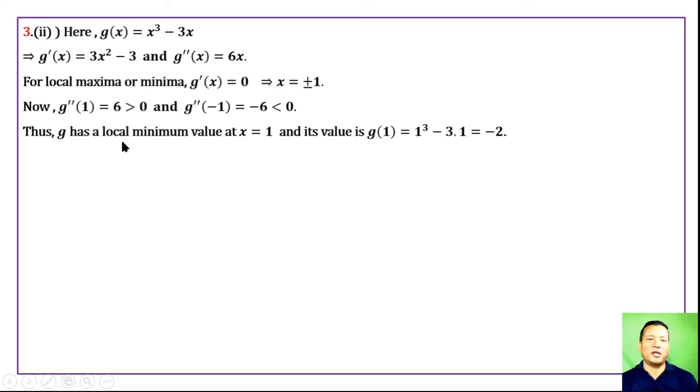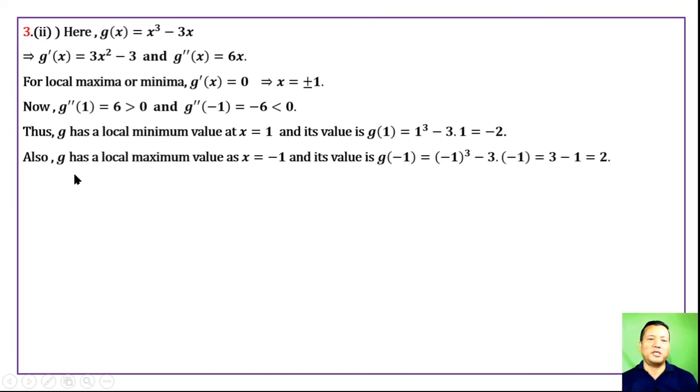Thus, g has a local minimum value at x equal to 1, and its value is g of 1 equal to 1 cube minus 3 into 1, that is minus 2. Also, g has a local maximum value at x equal to minus 1, and its value is g of minus 1, that is minus 1 cube minus 3 into minus 1 equal to 3 minus 1, that is 2.